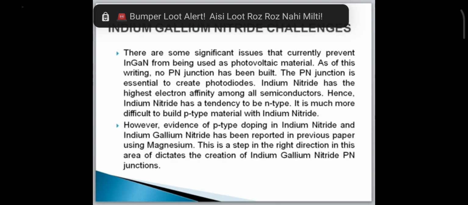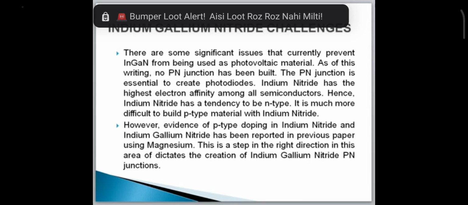But there are some challenges in the indium gallium nitride material. There are some significant issues that currently prevent indium gallium nitride from being used as a photovoltaic material. As of this writing, no PN junction has been built. The PN junction is essential to create photodiodes. Indium nitride has the highest electron affinity among all semiconductors. Hence, indium nitride has a tendency to be n-type. It is much more difficult to build p-type material with indium nitride.